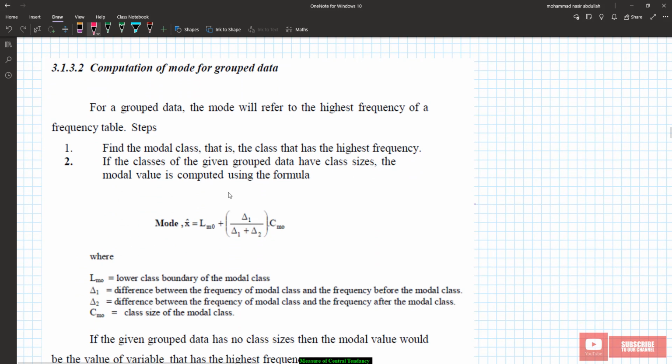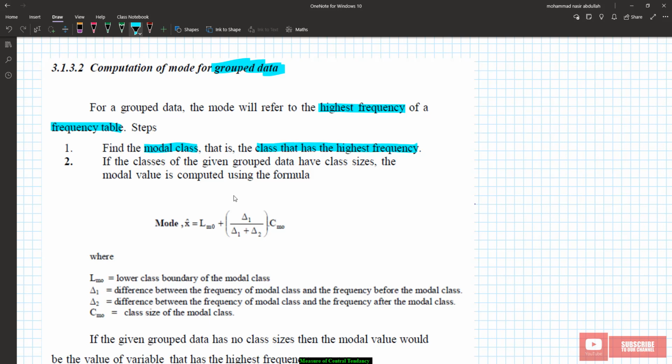Let's look at the computation of mode for grouped data. This is very important. Whenever we reach grouped data, pay a lot of attention. For ungrouped data, it should be very easy, and I rarely ask about ungrouped data. For grouped data, the mode will refer to the highest frequency of the frequency table. Let's look at the steps. First step, we need to find the modal class, that is the class that has the highest frequency.